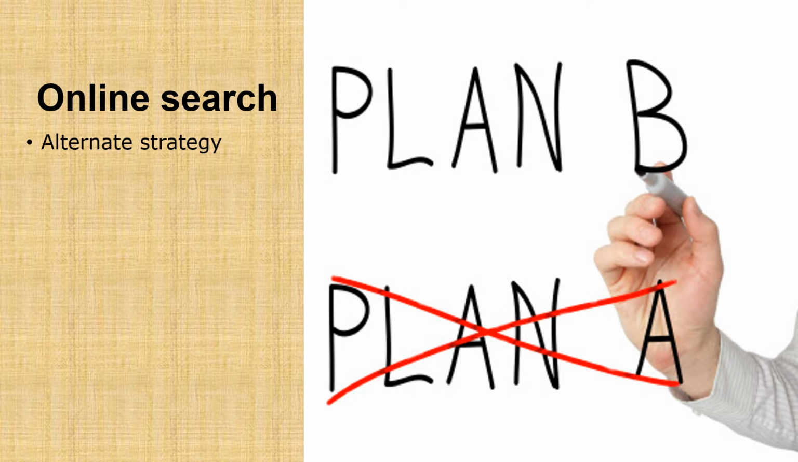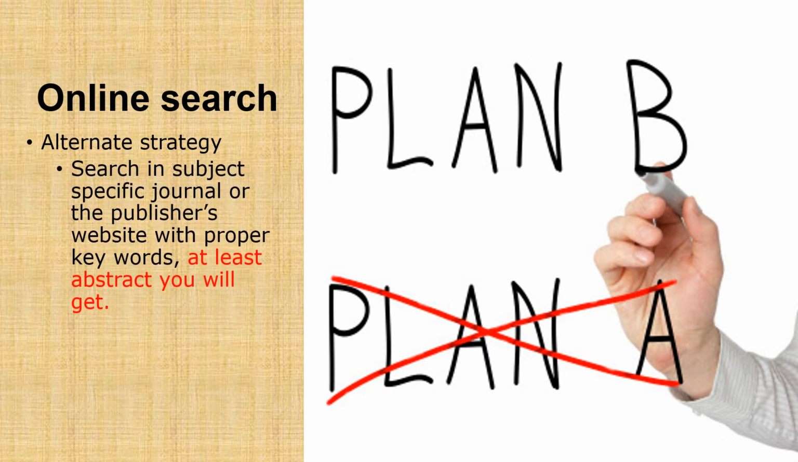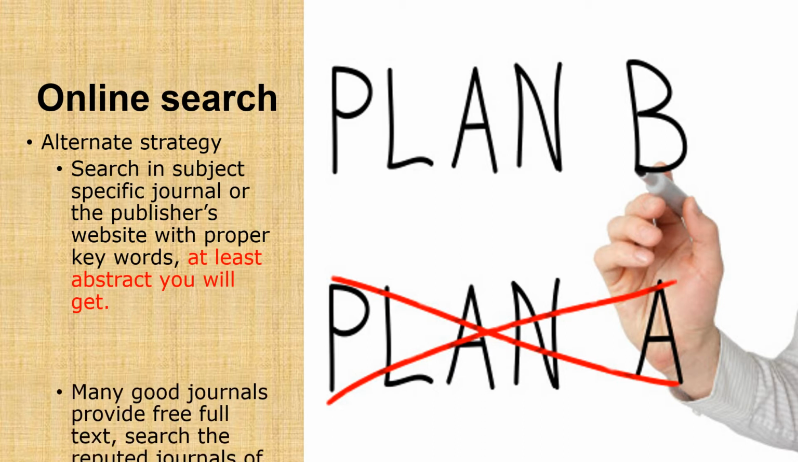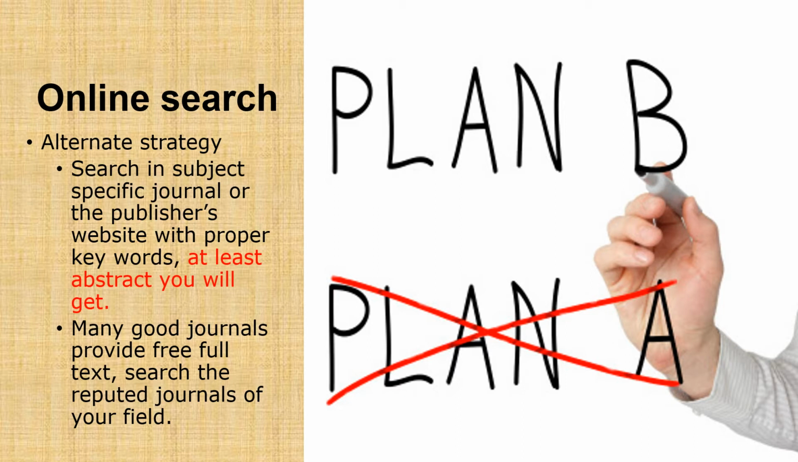Alternate strategy of searching. Explore searching the publisher or particular journal's website with suitable keywords. Even if you do not have the subscription of that particular journal, at least the abstract you will get. Many good journals provide the free full text. Search those quality journals which provide the free full text in your field of research. Focus on them for collecting and compiling the effective literature review.